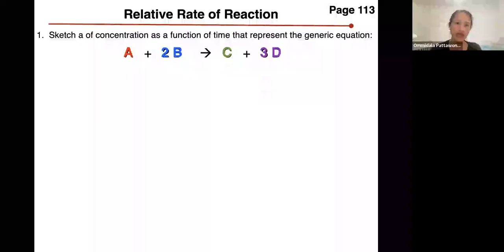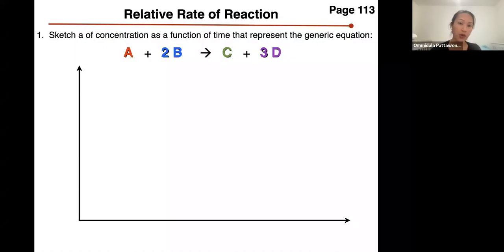Next, we are going to take a look at the relative rate of the reaction. We are going to look at the species that contain more than one coefficient in front of it in the chemical equation. So in this case, I'm going to plot a graph, and I'm going to do the same thing: plot concentration over time. We are going to compare one molecule at a time. So we're going to look at A first. A is the reactant, so at the beginning, the concentration of A would be at the highest.